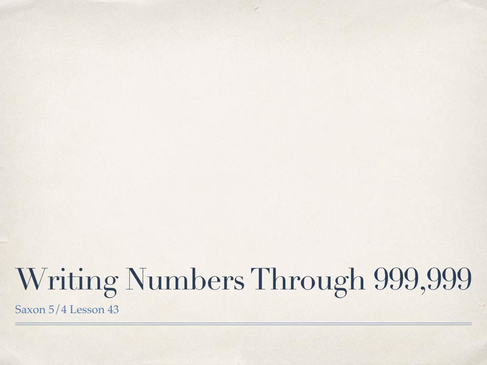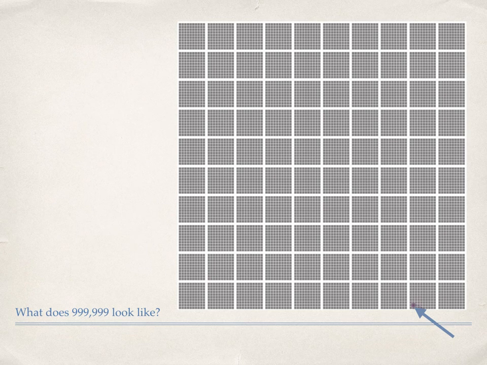In this lesson, you're going to learn how to write numbers through 999,999. But first, what does 999,999 look like? If you look at this grid, each square is 100 tiny dots. Look at this one dot that the arrow is pointing to. If we take that one dot away, there are 999,999 dots on this page.